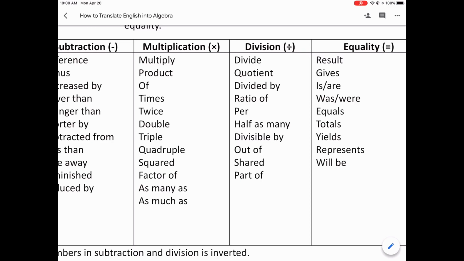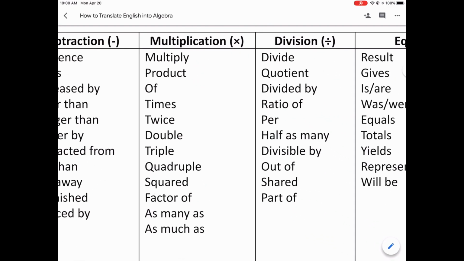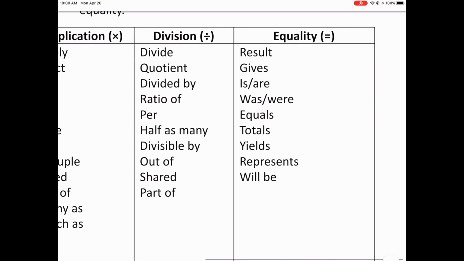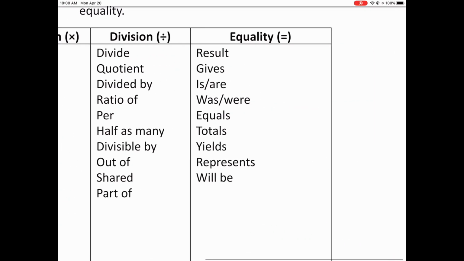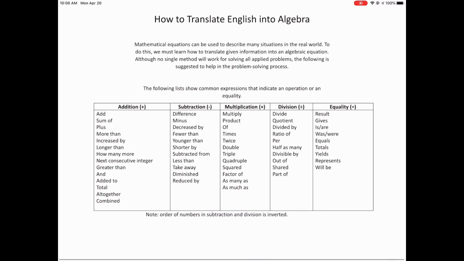Multiplication: product, the word "of", which we've learned already. Twice, double, triple, quadruple, squared, factor of, as many as. These are all words that represent multiplication. Same with division and with equality, okay? So this document puts all the words onto one page and it's organized nicely for you guys.